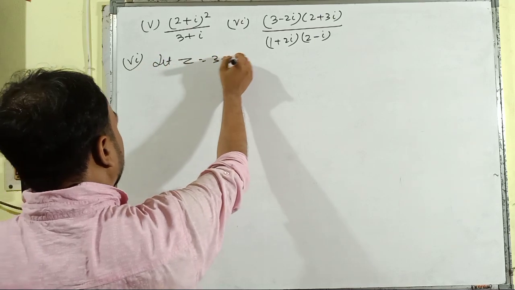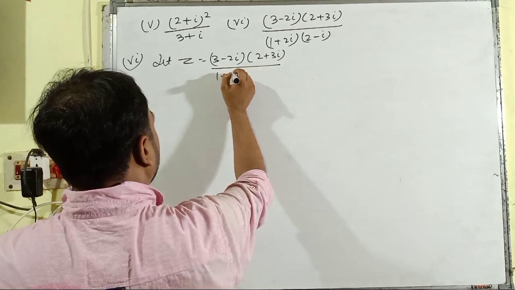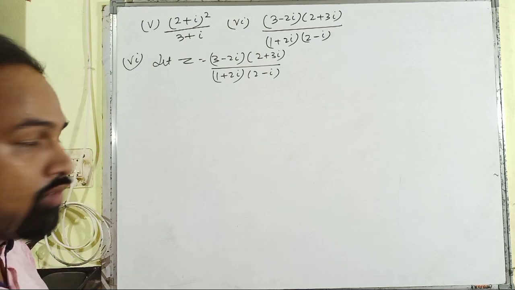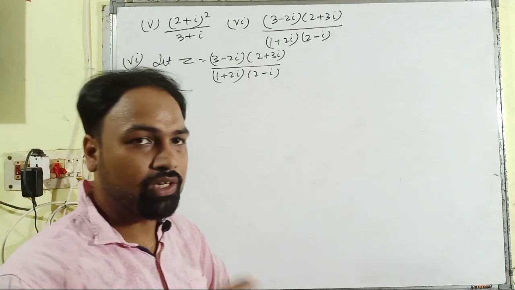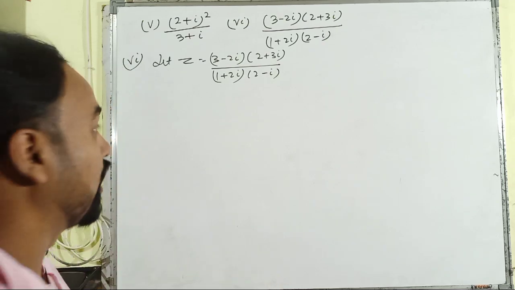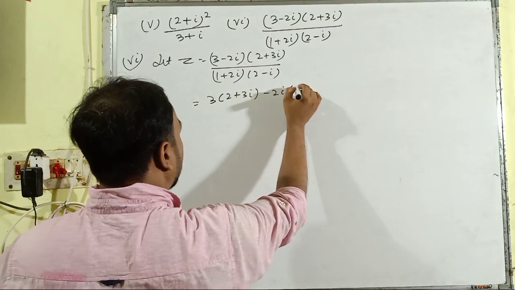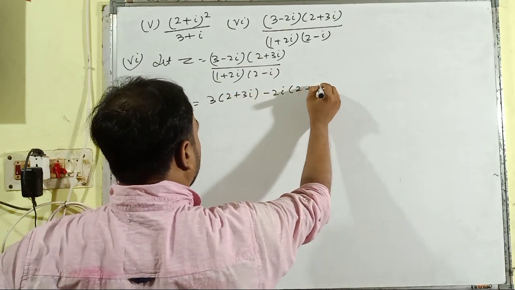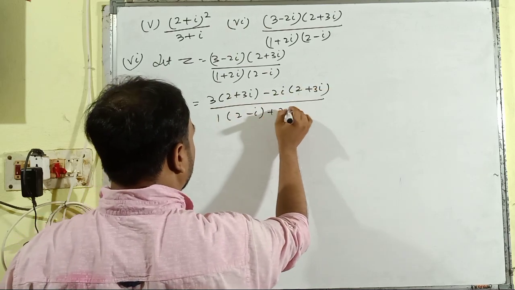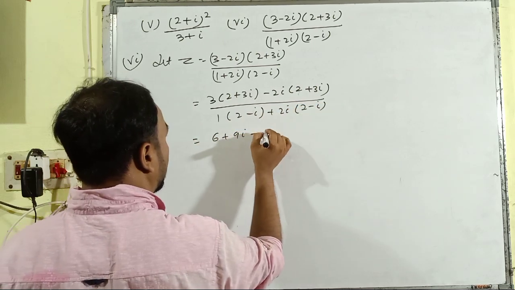Let z is equal to (3 minus 2i) multiplied with (2 plus 3i), whole divided by (1 plus 2i) multiplied with (2 minus i). So first of all, we have to convert the numerator into a single complex number and also the denominator into a single complex number so that we can rationalize it. Then it will be 3 multiplied with (2 plus 3i) minus 2i multiplied with (2 plus 3i), divided by 1 multiplied with (2 minus i) plus 2i multiplied with (2 minus i).